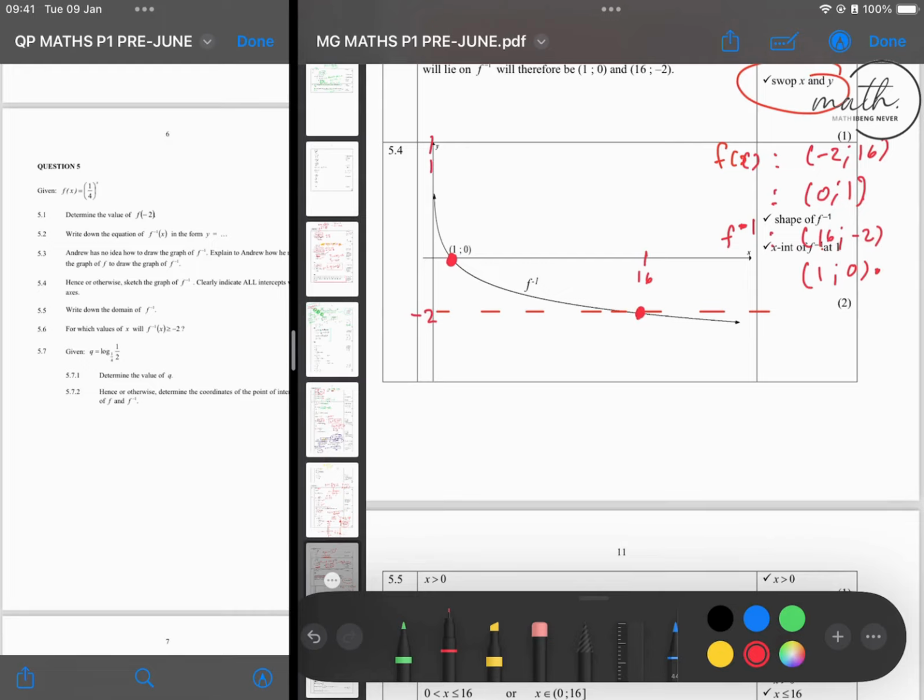Now remember, there'll be a dotted line on top of the y-axis. Basically, you can't touch the y-axis. Remember not to touch the y-axis. And that'll be your curve.